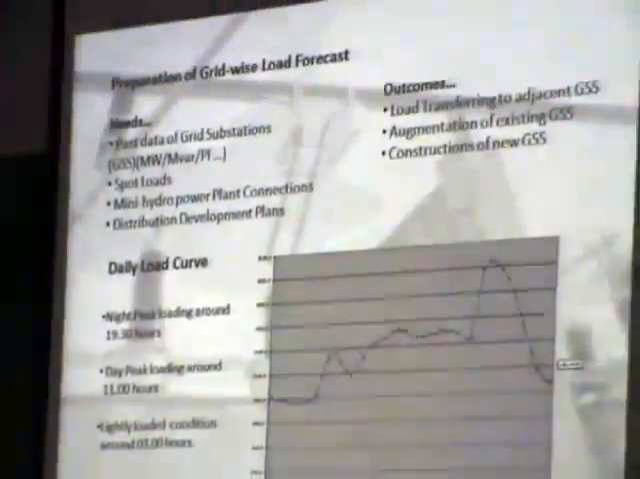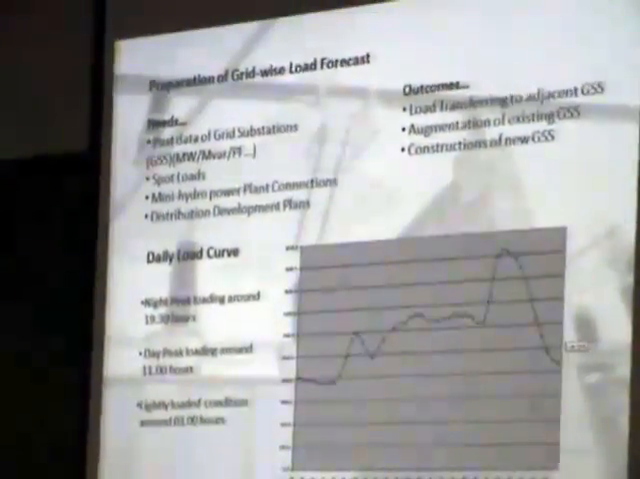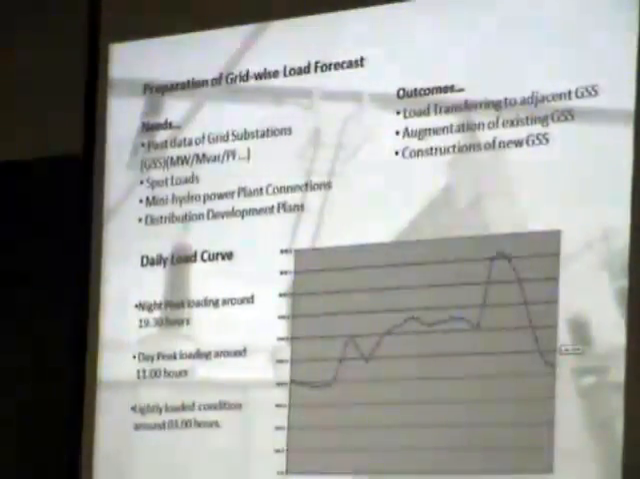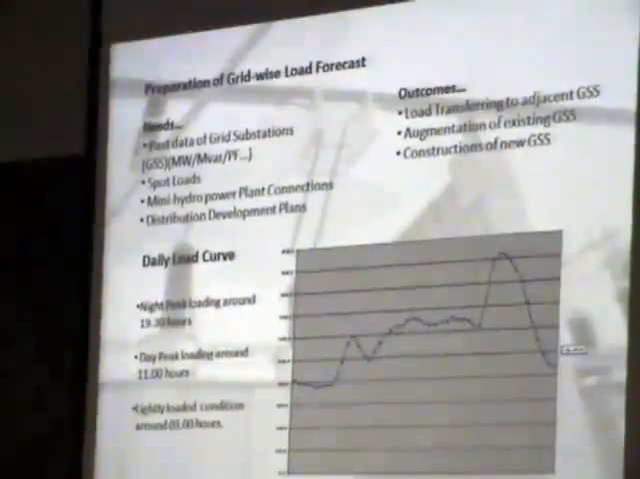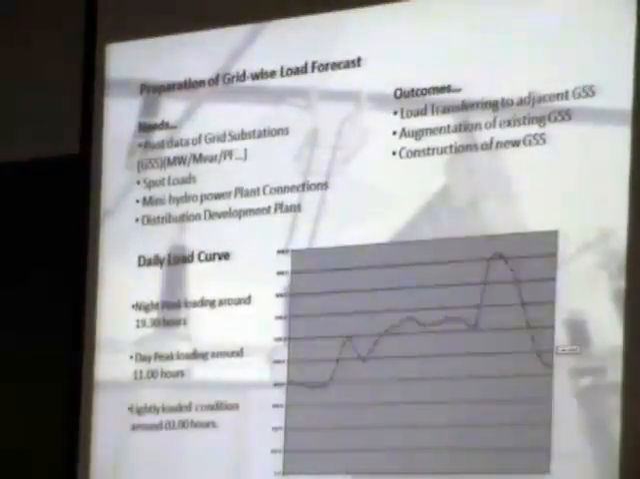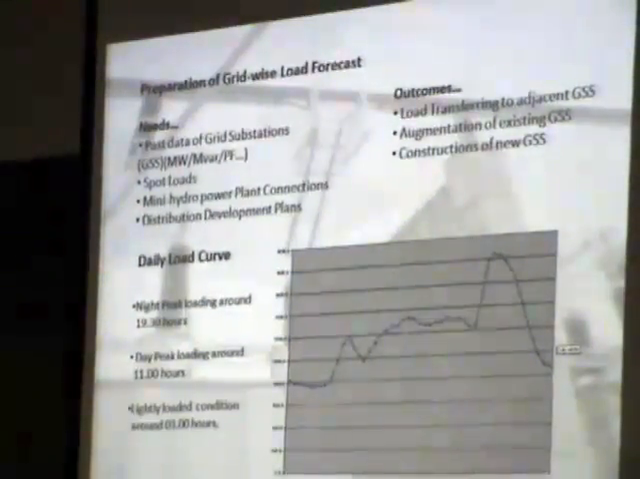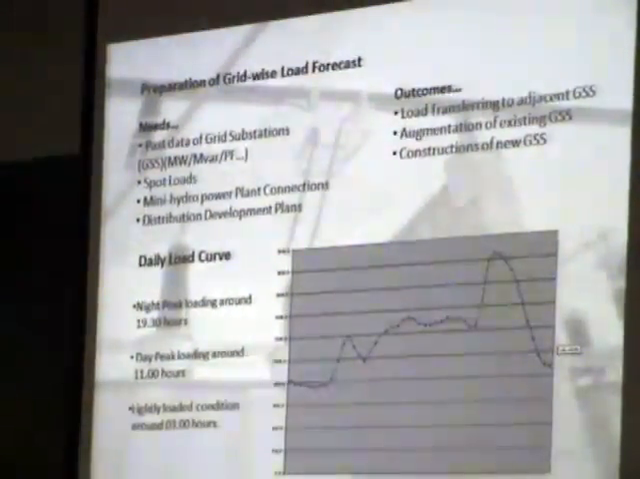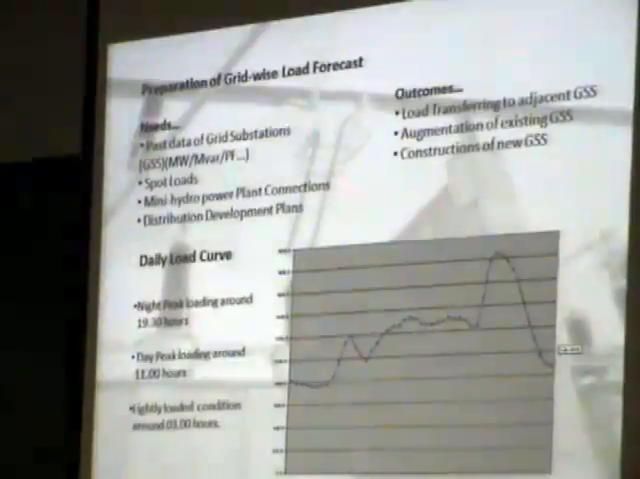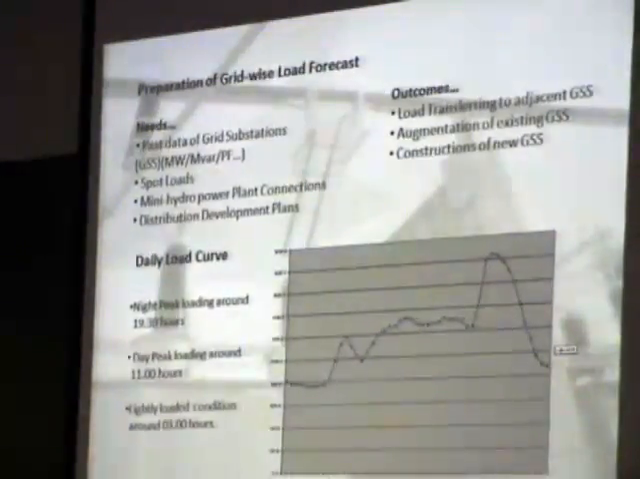The input of this grid-wise load forecast is all the past data for all the grid substations. That is one input, and the other is spot load. Spot load means the bulk power consumers. Normally the distribution planning people have that information. If a company or factory wants bulk electricity, they apply for it, then the distribution planning people have that information, so we get it from them.